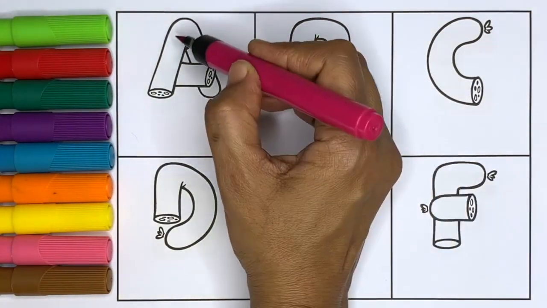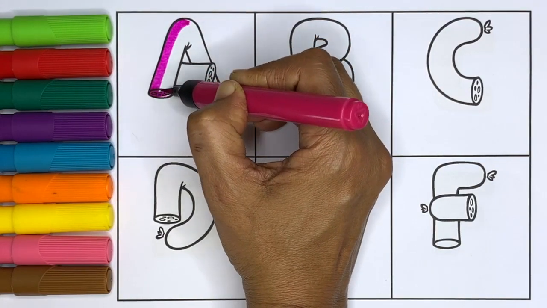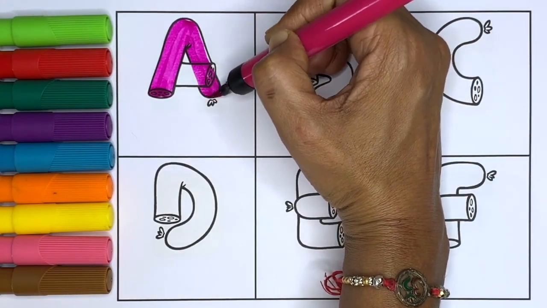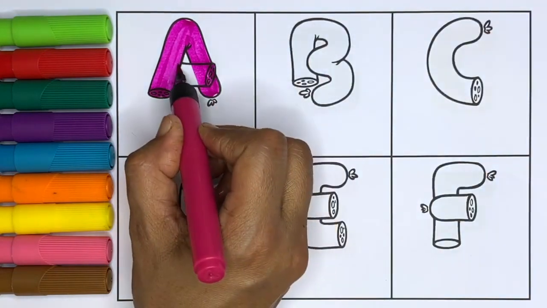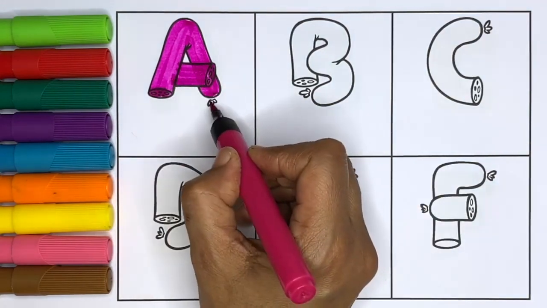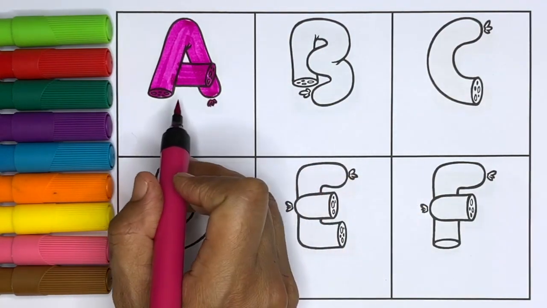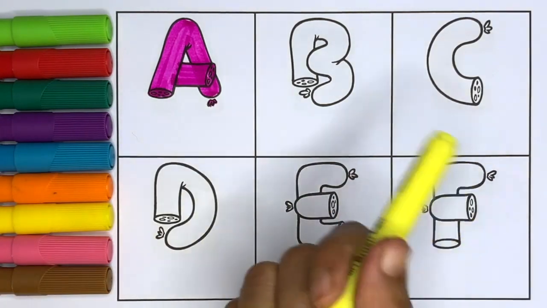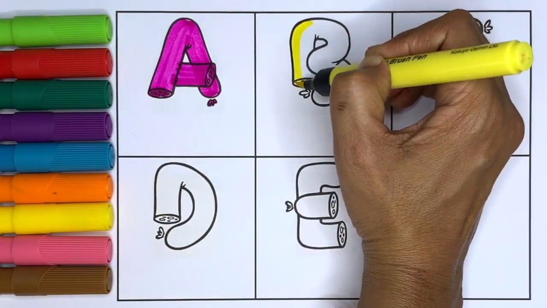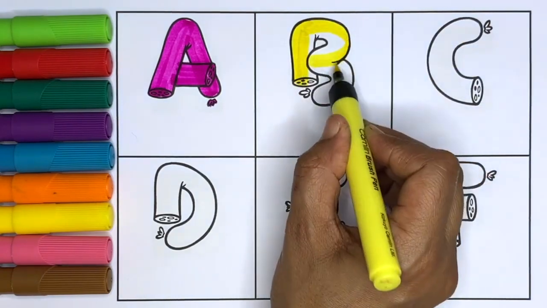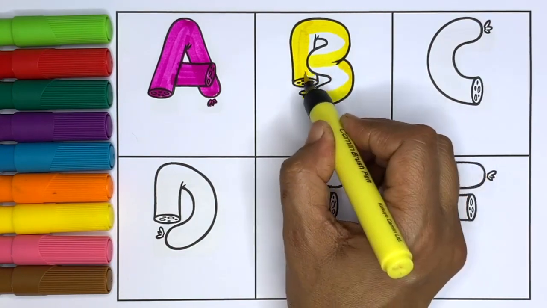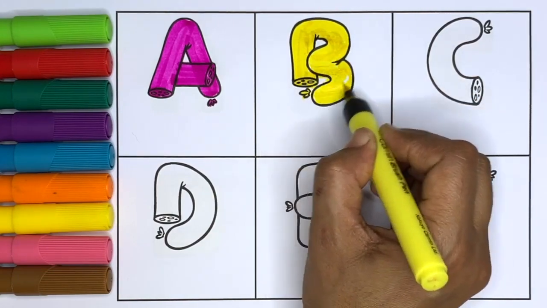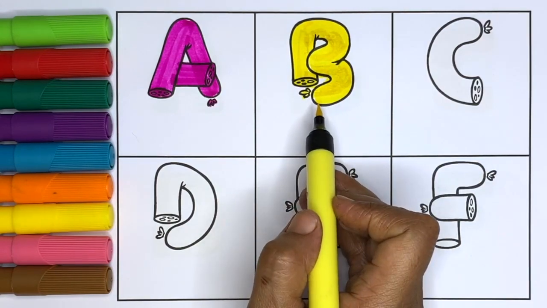Purple color. A. A for apple. Yellow color. B. B for ball.